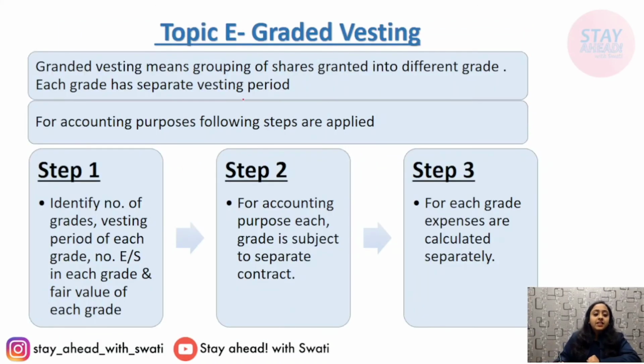Graded vesting. Graded vesting means grouping of shares granted into different grades. Each grade has a separate vesting period. For this purpose, identify the number of grades, the vesting period of each grade, the number of shares in each and the fair value of each, separately calculated. Very important: for accounting purposes, each grade is subject to a separate contract. It is considered a separate contract and accounting and expenses are calculated separately.